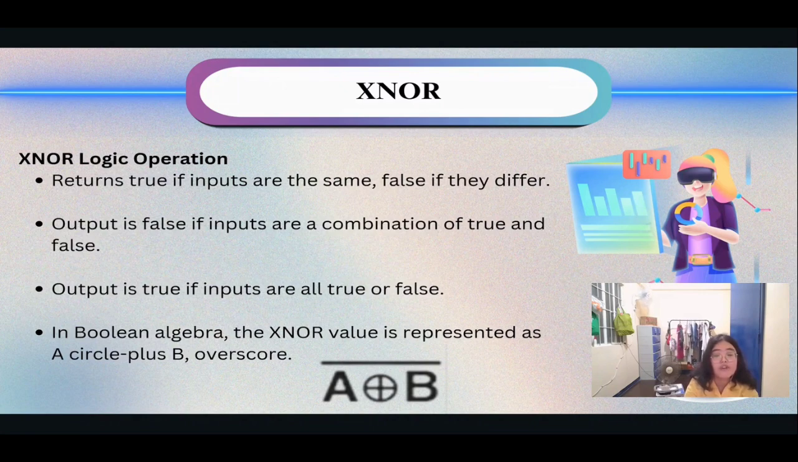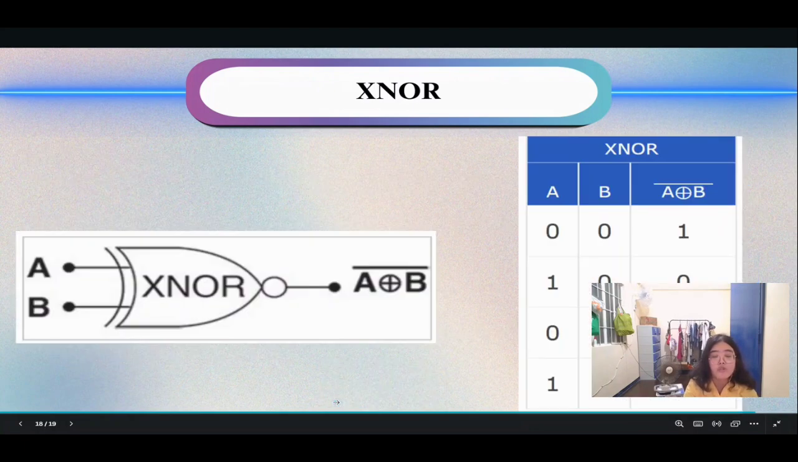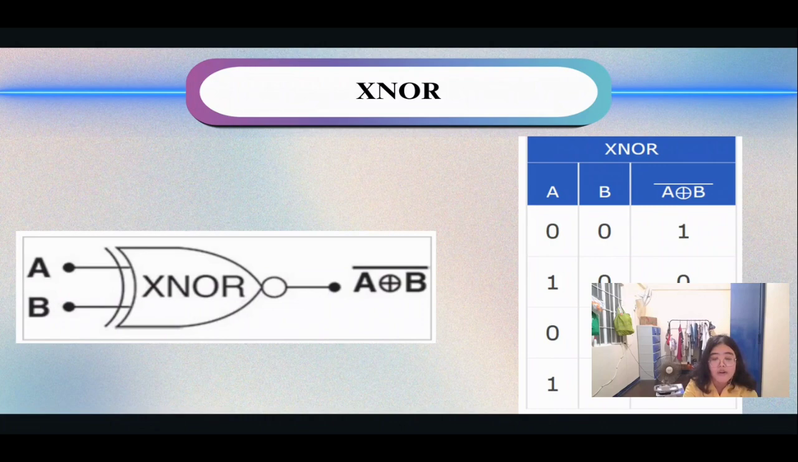Next one, the XNOR logic operation returns true if inputs are the same and false if they are different. If the inputs are a combination of true and false, the output is false. If the inputs are all true or all false, the output is true. So this is the Boolean algebra that represents the XNOR value.